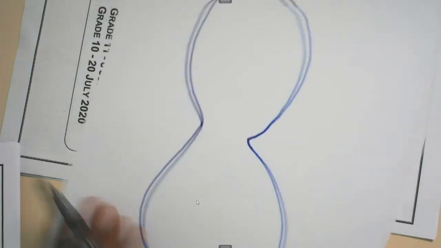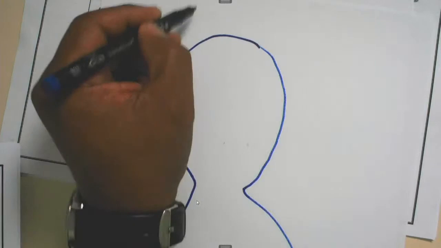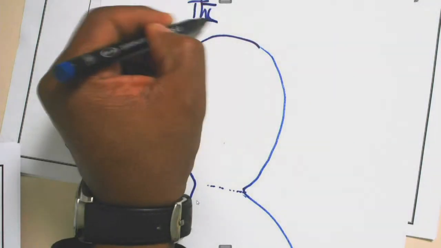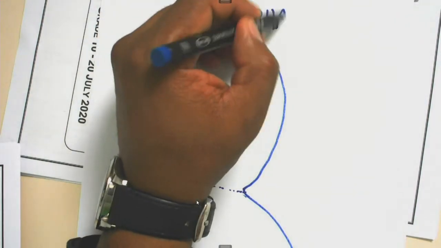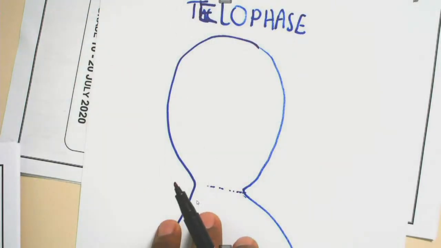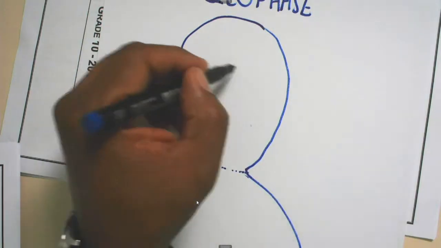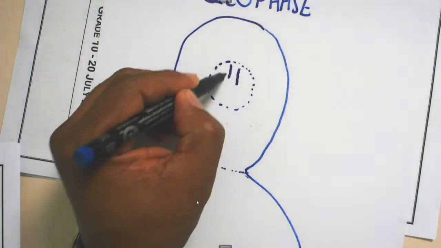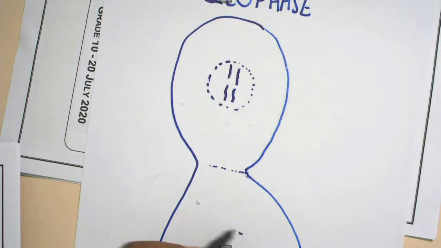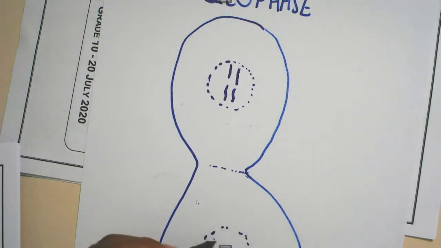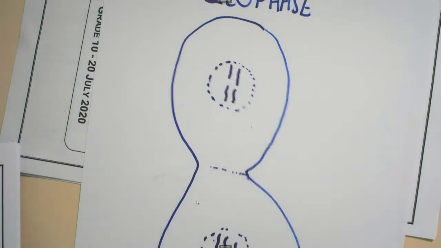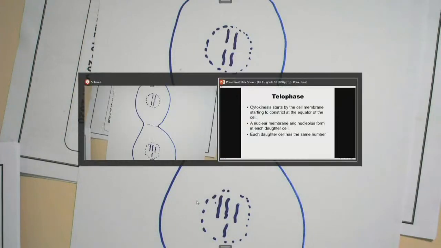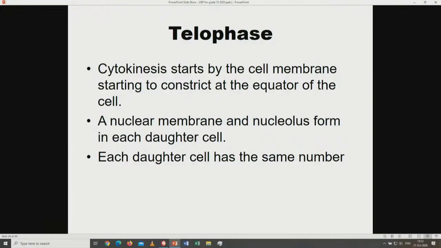So basically, during telophase, we see the splitting of the cytoplasm, forming two identical daughter cells. What is important is that the nuclear membrane starts reappearing, and the two cells have the same number of chromosomes as the mother cell. The mother cell had 4 chromosomes before cell division. Even the two daughter cells formed after cell division have the same number of chromosomes as the mother cell.